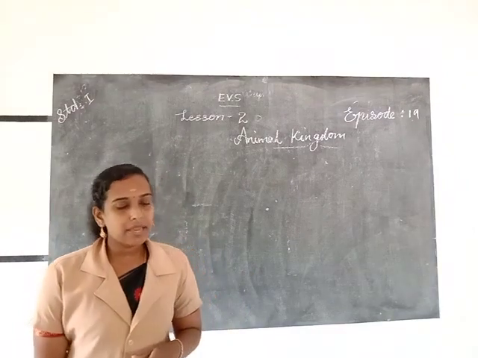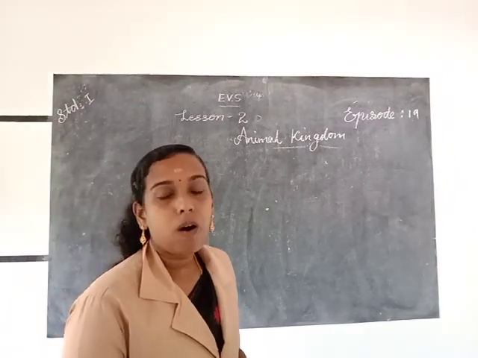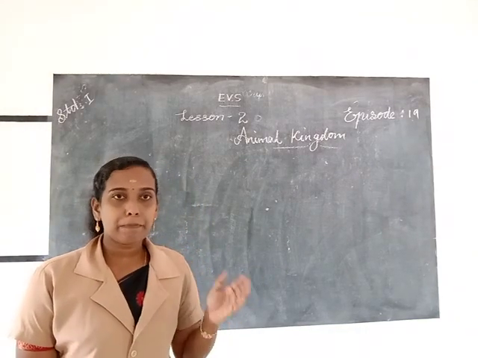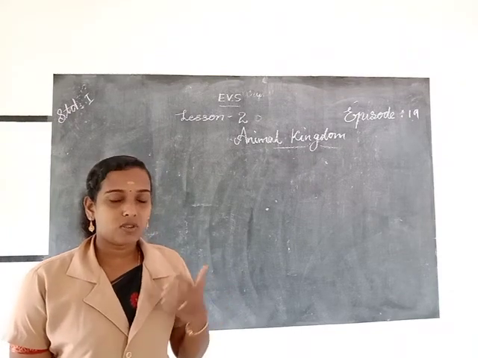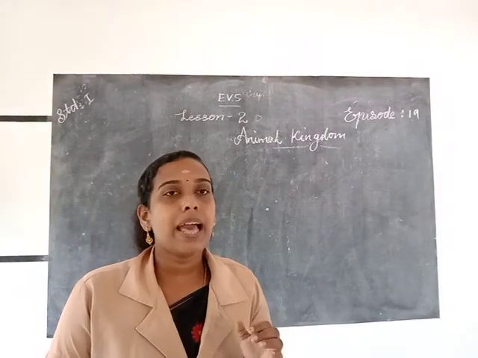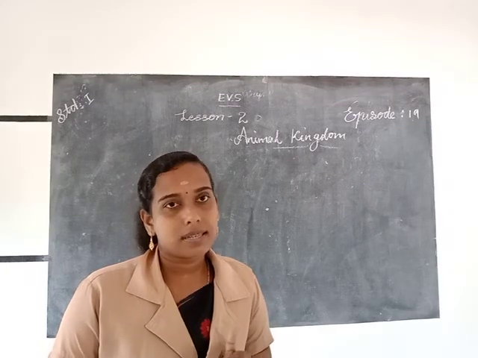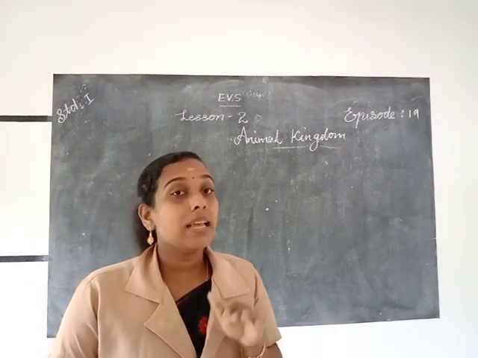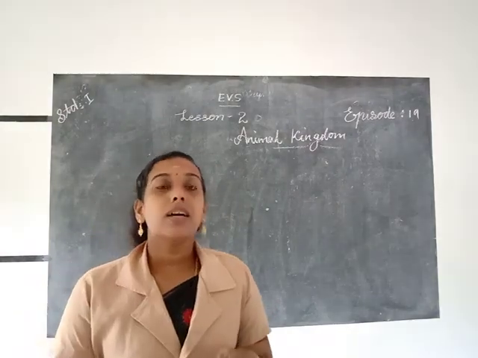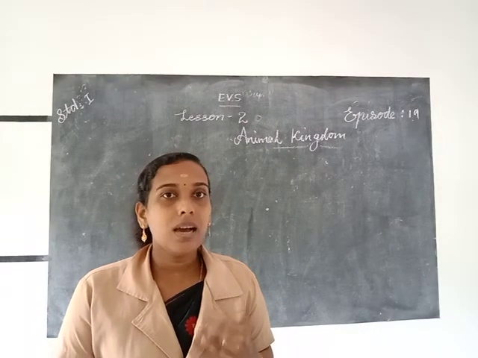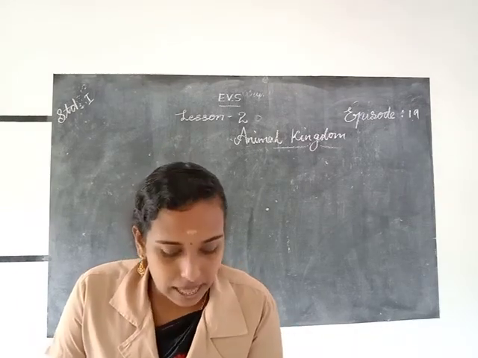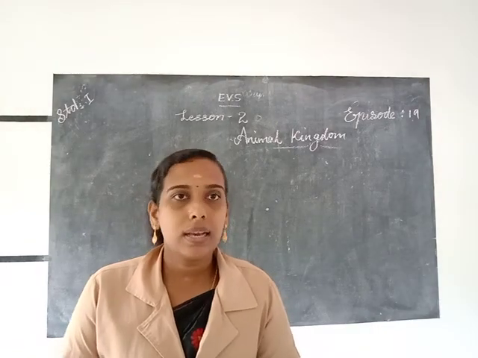Then we also discussed terrestrial and aquatic plants. What do you mean by terrestrial plants? The plants that live on land are called terrestrial plants, like mango tree, rose, and other trees. And the plants that live in water are called aquatic plants. Some plants like lotus and water lily live in water, and such plants are called aquatic plants.